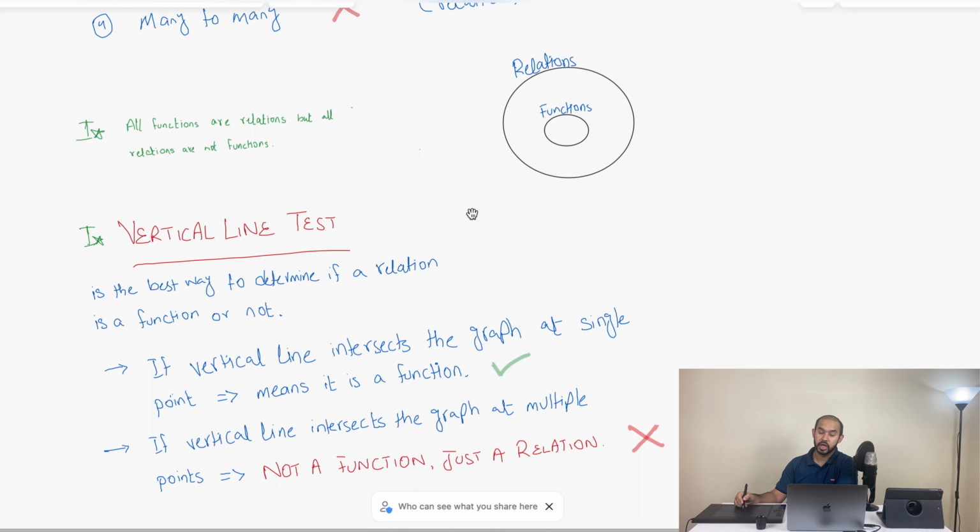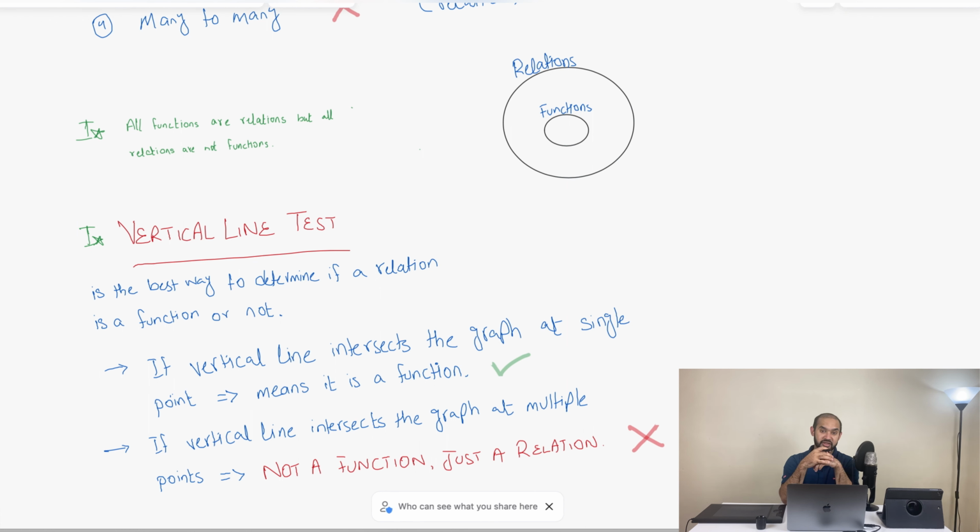The other way around. How would we determine if a relation is a function or not? Now, the best solution is to draw a vertical line anywhere on the graph. Now, remember, anywhere on the graph, like on any region of the graph, if you draw a vertical line, that means a line parallel to the y-axis, it should intersect the graph at a single point only.